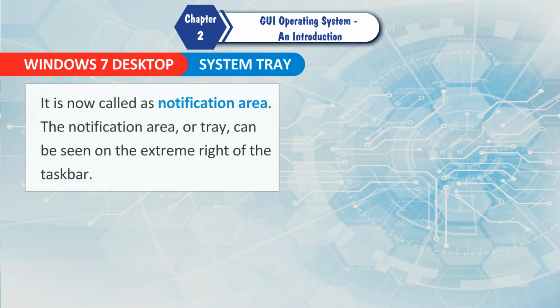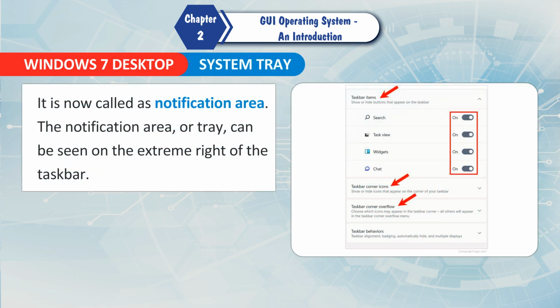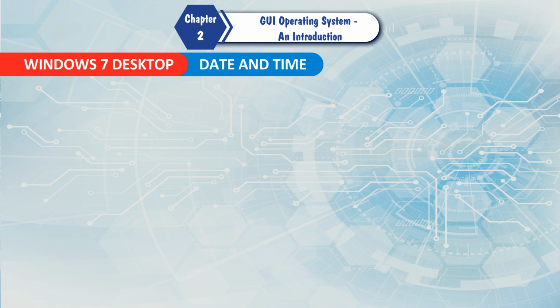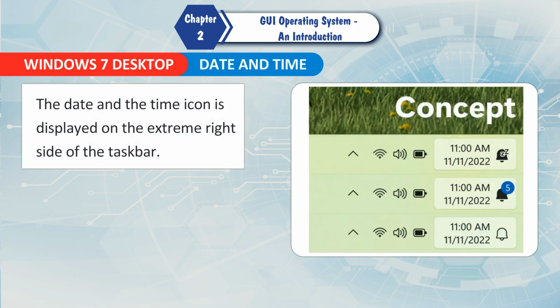System tray. It is now called the notification area. The notification area or tray can be seen on the extreme right of the taskbar. System tray displays those icons which can always be visualized on screen like antivirus, date and time, volume, internet access symbol, etc. Date and time. The date and the time icon is displayed on the extreme right side of the taskbar.